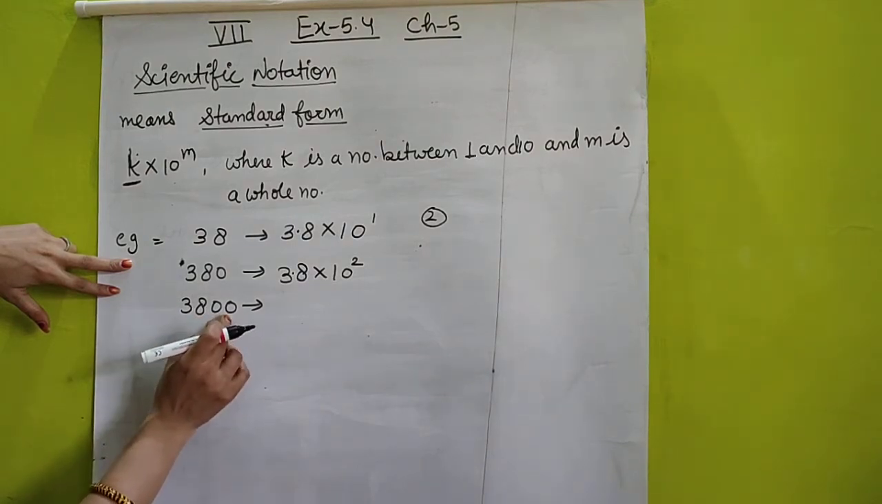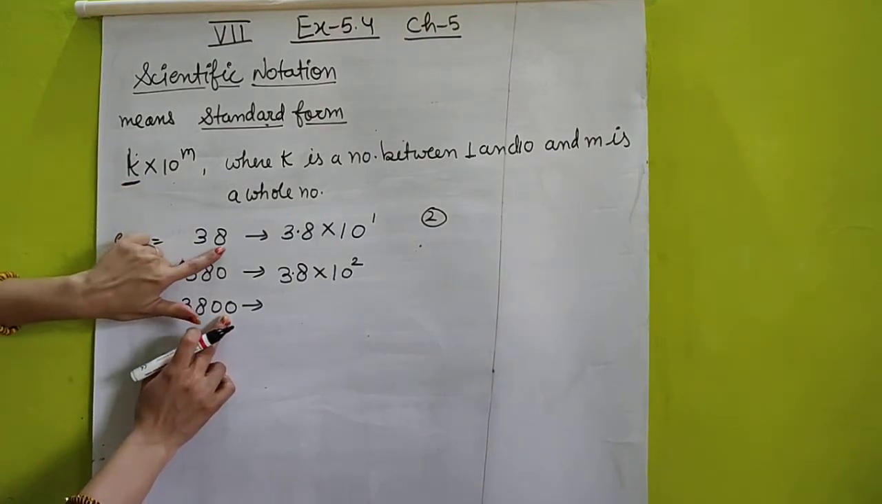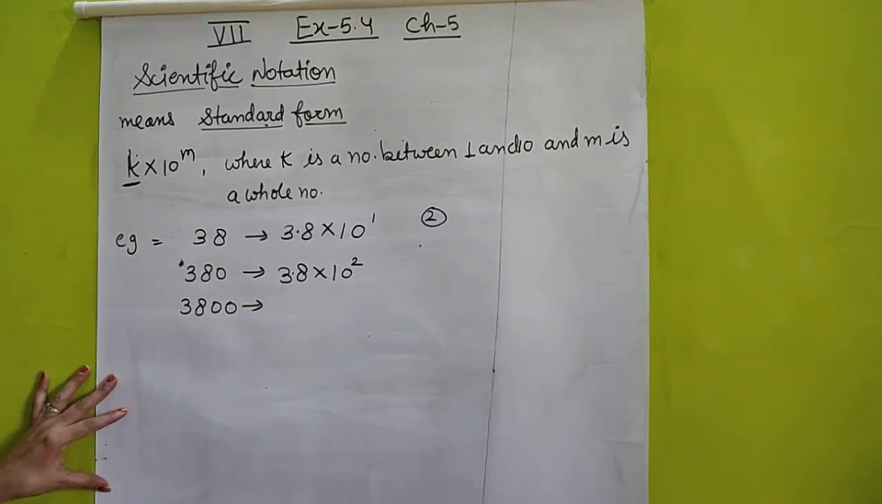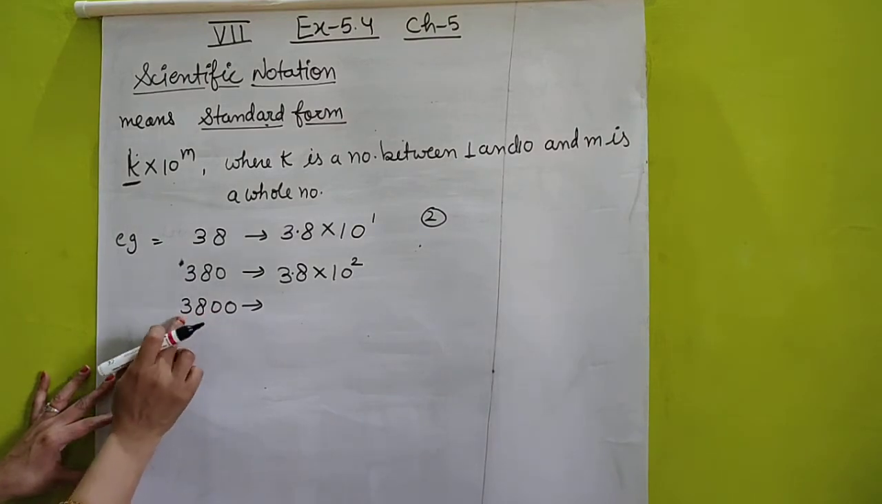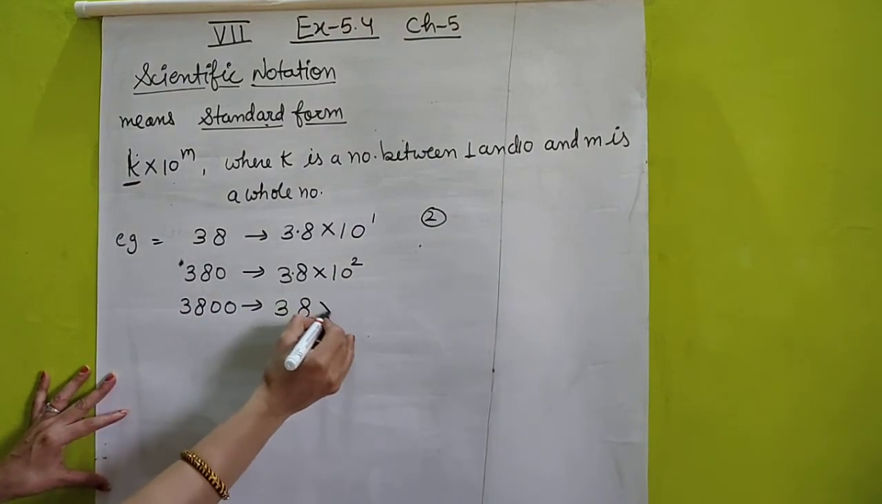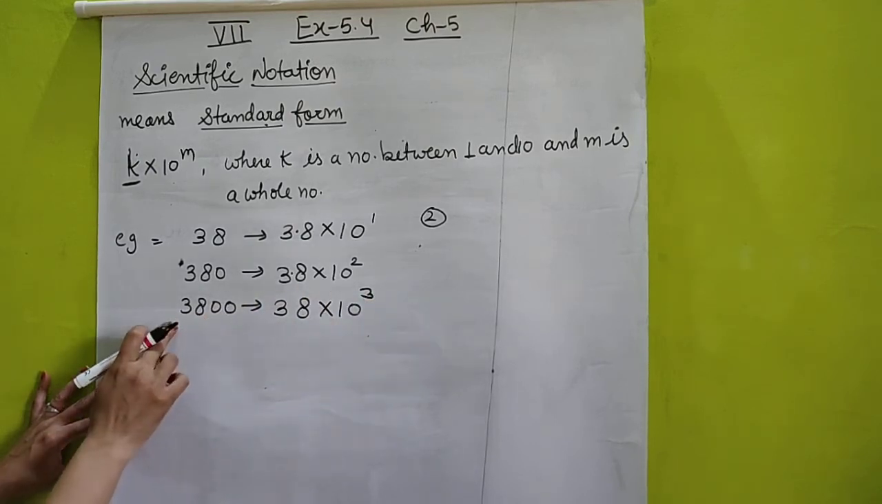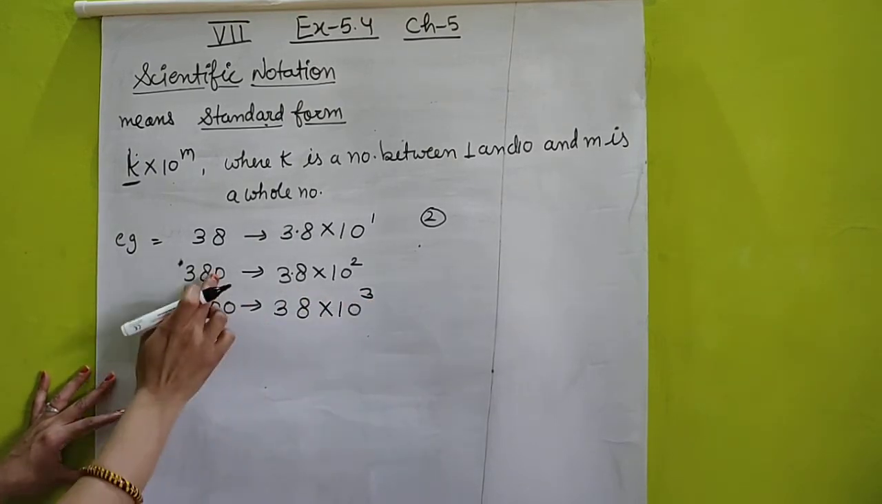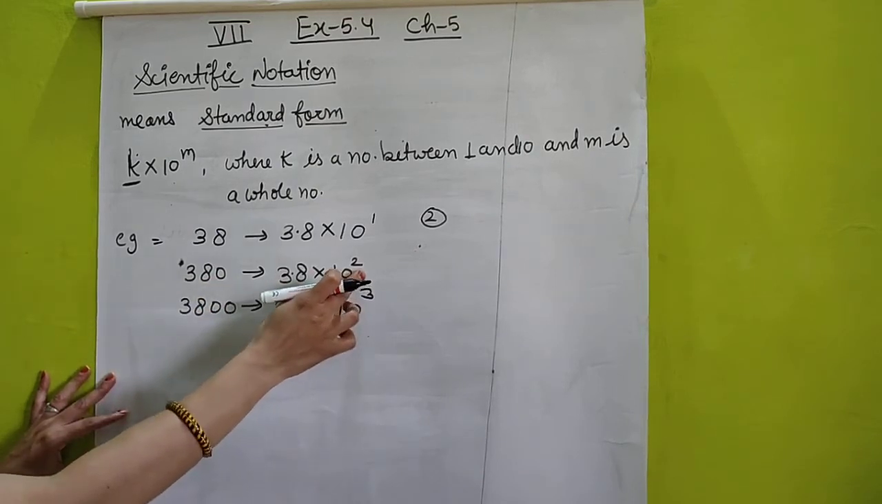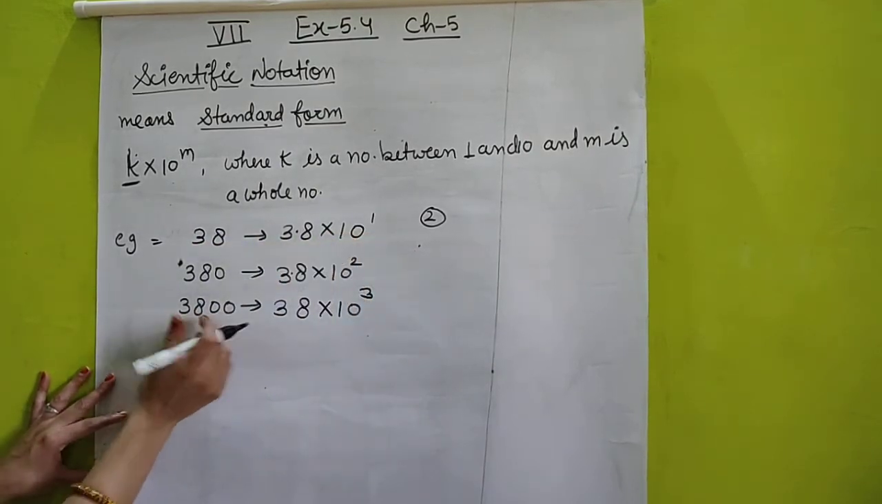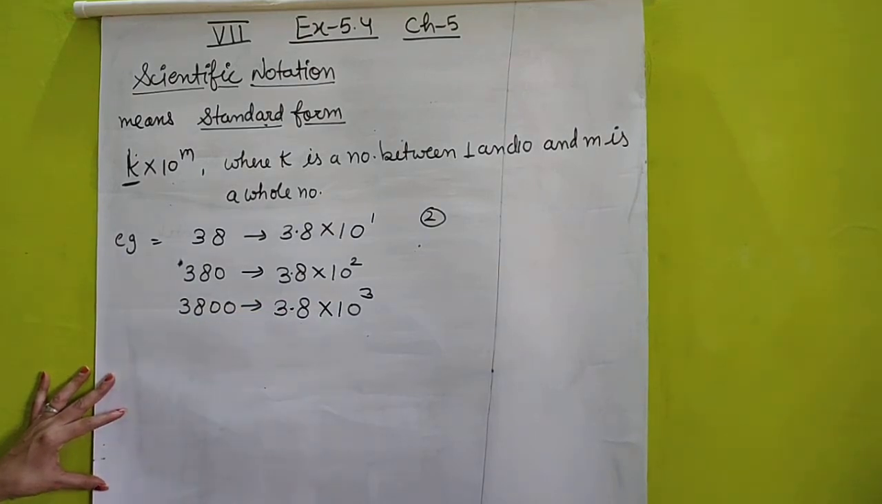Again 3800. Students, here zeros are given, but we need not write the 0s, because we are not supposed to write them. Here 1, 2, 3, 4, so 3, 8 we will write, and 10 to the power will be 3, because the total number is 4. Total number is 3, power will be 2. Total number is 2, power will be 1. After 3 we will put the decimal.